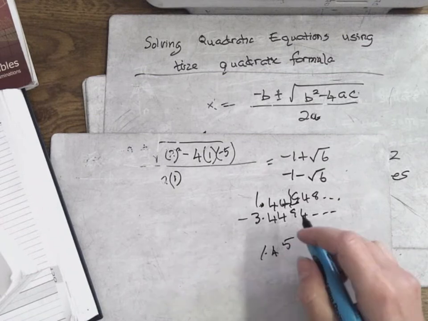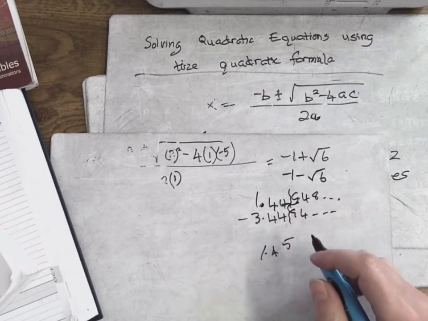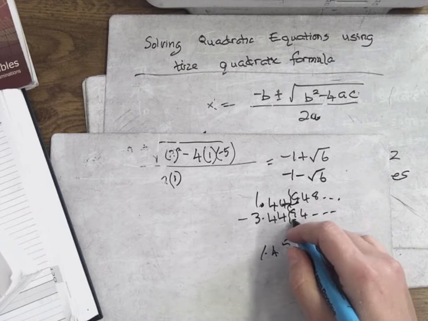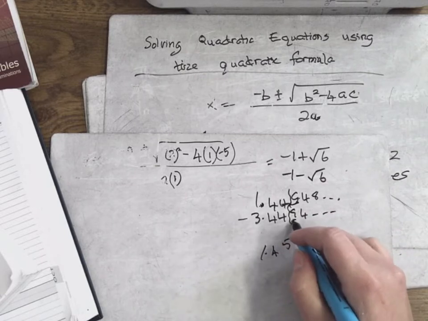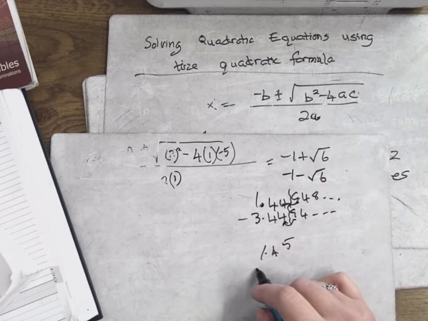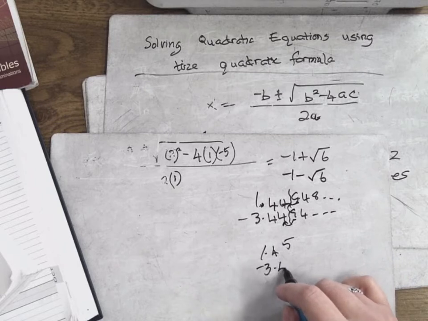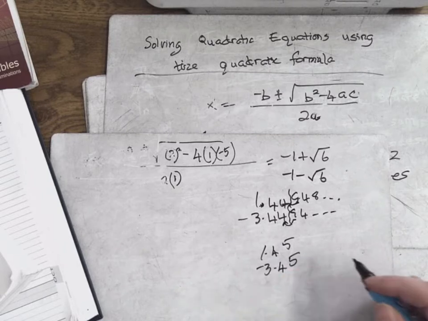1.45, isn't it? And this one, knock it off at 2 places of decimals, that's a 9, so it's more than 5. So that means that number there increases, so that's minus 3.45. And there's your two answers.